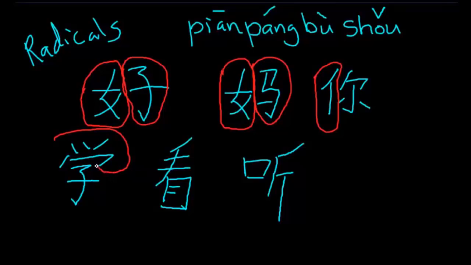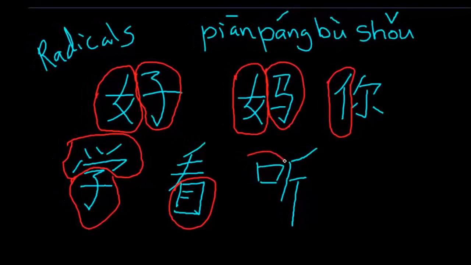For 学, to study, we have two parts to this character, the top and the bottom. Now you see, once again, you have this 子 here and here. For 看, the radical is a little bit different. 看, the radical is right here. This is the radical 目. 目 is the radical or the character for eye or eyes. In 听, we have the radical 口. 口 is mouth. So if somebody's speaking, you can hear them. That's why this is the radical for listen.